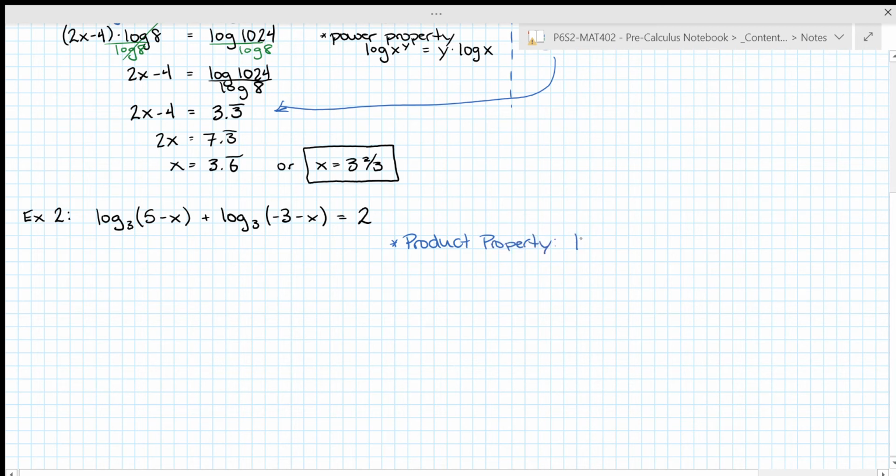That says the log of a thing plus the log of a different thing is equal to the log of those 2 things multiplied by each other. So I'll take that and rewrite this. I'll have the log base 3 of 5 minus x times negative 3 minus x is equal to 2. Just rewrite using that product property. 2 different places I could go right now. I could FOIL this out inside the argument, or what I'm going to do instead is rewrite this again in exponential form.